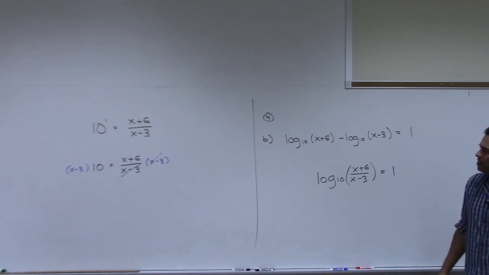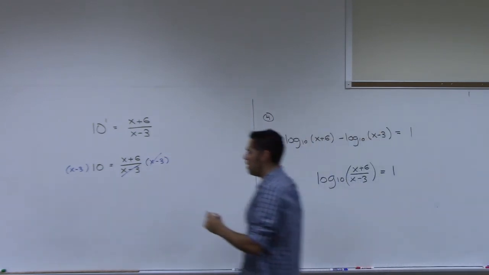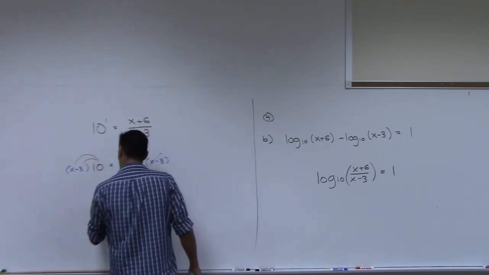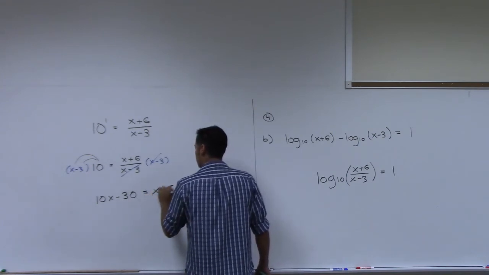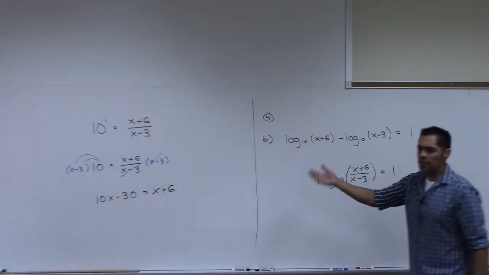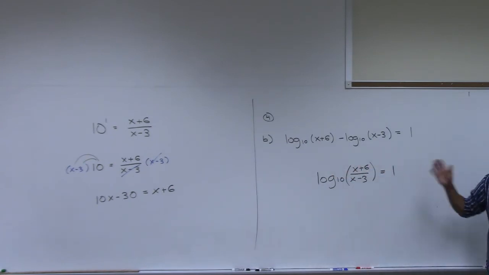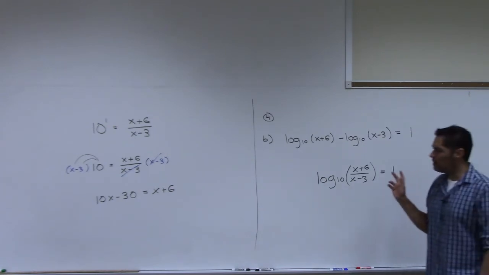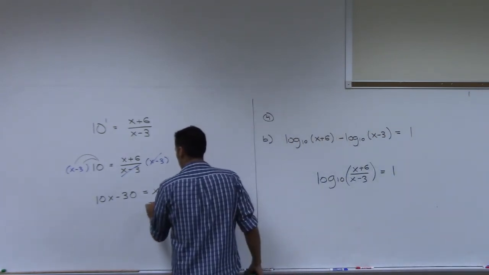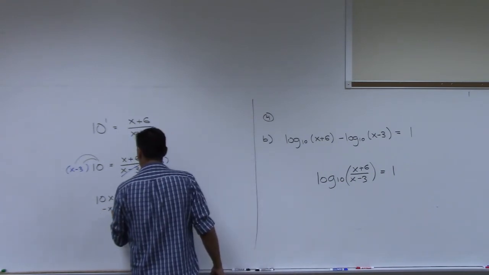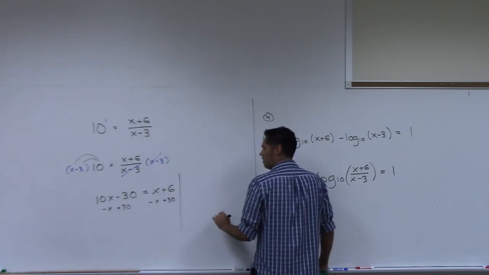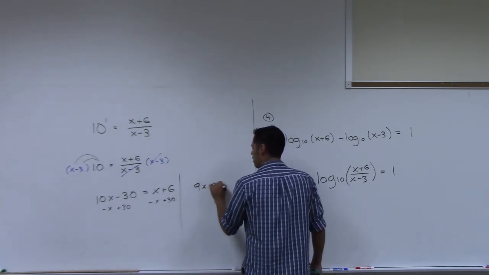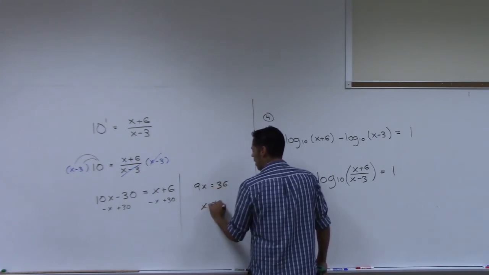So what's my left side going to be? 10x minus 30. And my right side, what's here? x plus 6. All right, now we have reduced this thing down to a linear equation. We just get all our x's on one side, all of our numbers on the other side. So how about subtracting a single x on both sides? And at the same time, let's add 30 to both sides. And we should get, how many x's on the left? 9x equals 36. Divide by 9, you get x is 4.